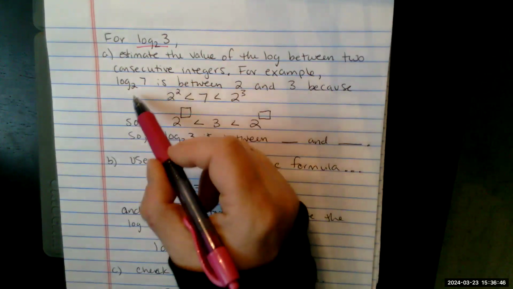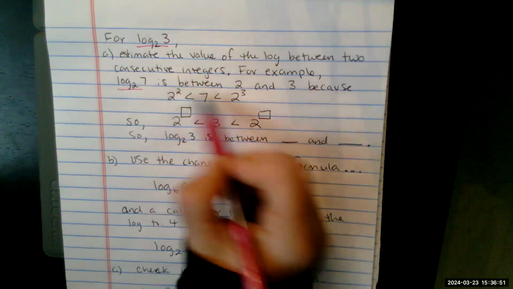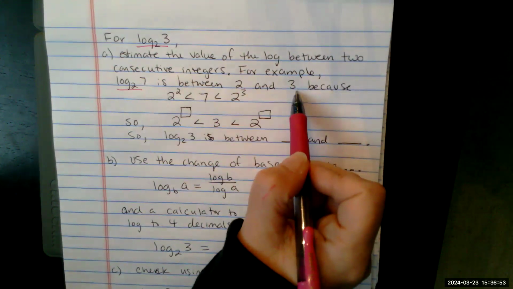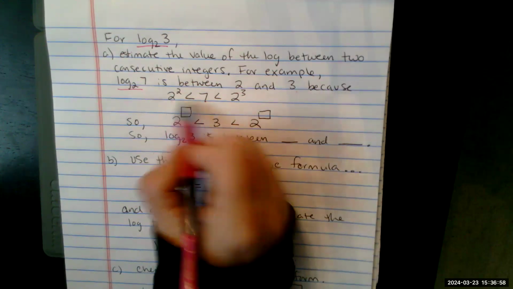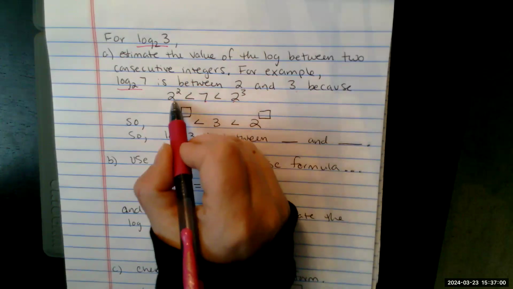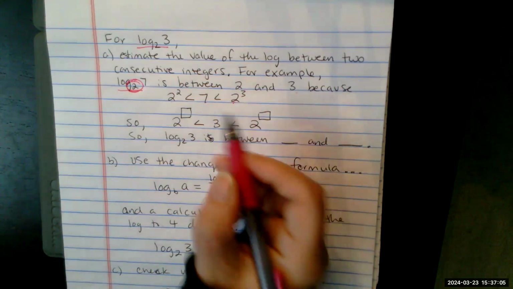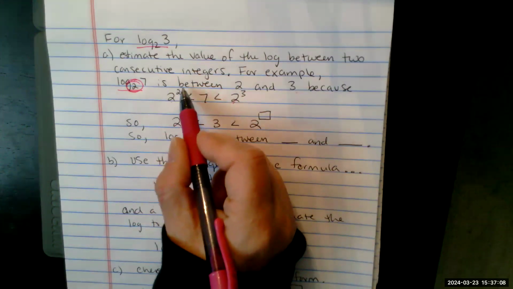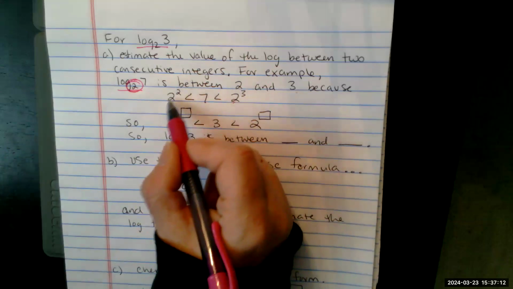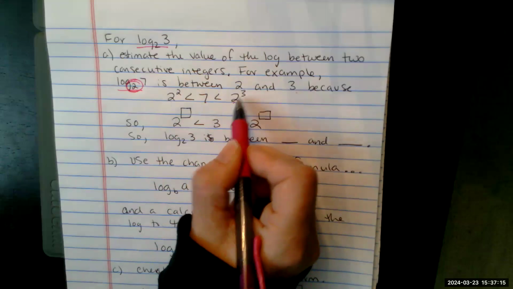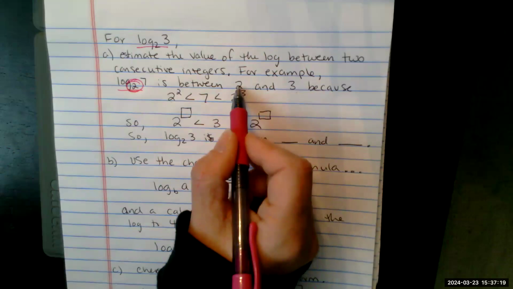is thinking of, so here's an example with log base 2 of 7, that this is between 2 and 3 because 7 is between 2 to the second and 2 to the third. So the 2's came from this. So that's how we're comparing it. What exponent would I need so that 7 is between 2 to this one and 2 to this one? And it was 2 and 3 because this is 4 and this is 8.